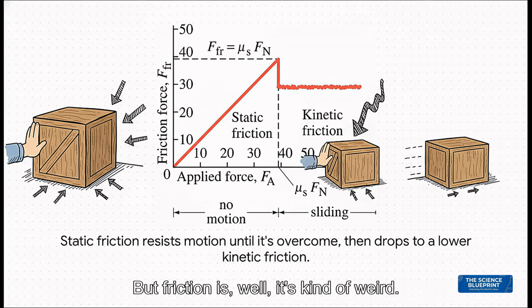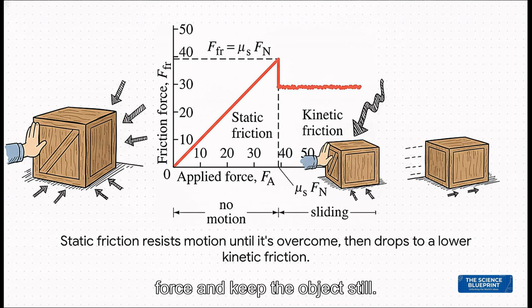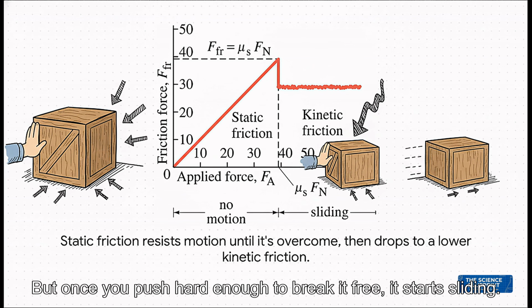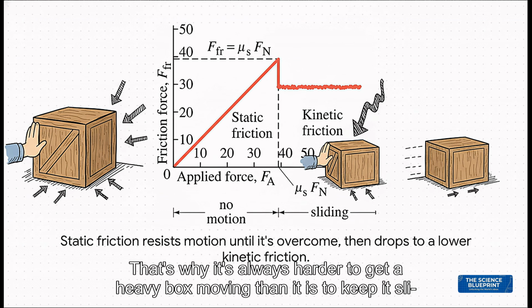But friction is, well, it's kind of weird. It's not just one number. As you start to push on something, static friction pushes back, growing to match your force and keep the object still. But once you push hard enough to break it free, it starts sliding. And suddenly, the kinetic friction fighting you is actually weaker. That's why it's always harder to get a heavy box moving than it is to keep it sliding.